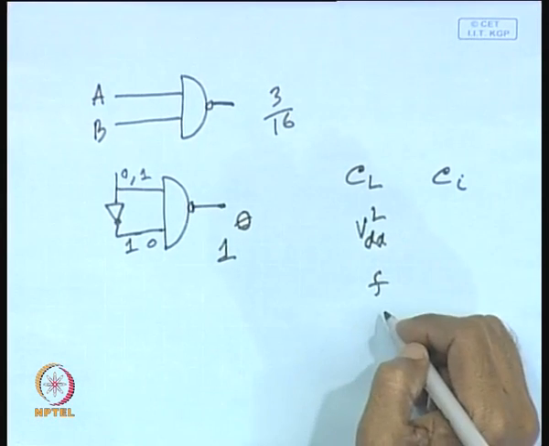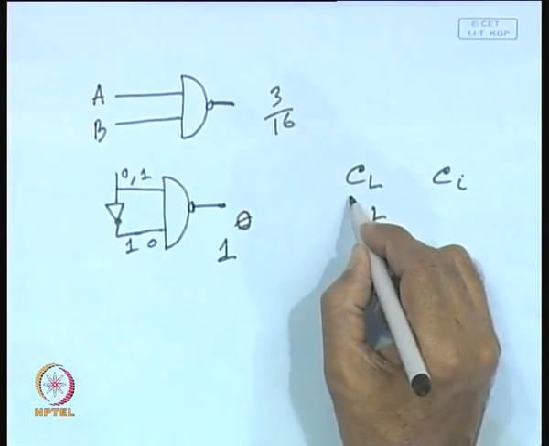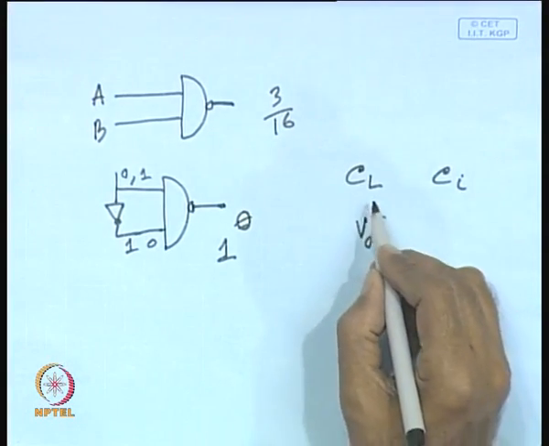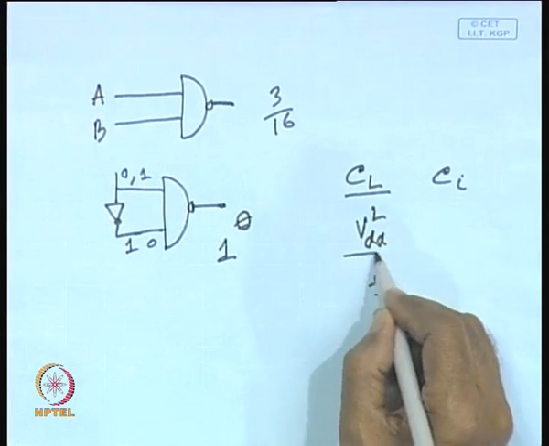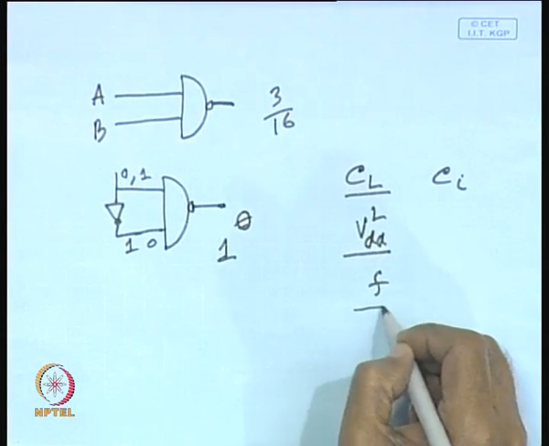So, from this what is our observation? Why are we studying sources of power dissipation? Essentially we are trying to identify the enemies. So, here our enemies are capacitance, supply voltage and frequency. So, if we want to reduce switching power, we have to reduce load capacitance, we have to reduce supply voltage, and we have to reduce frequency.